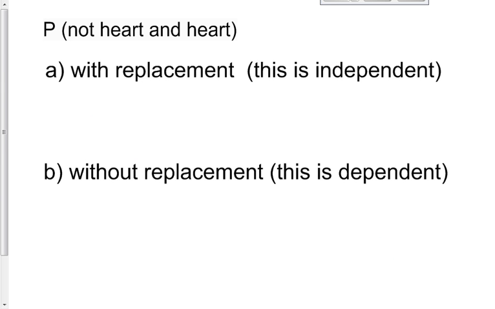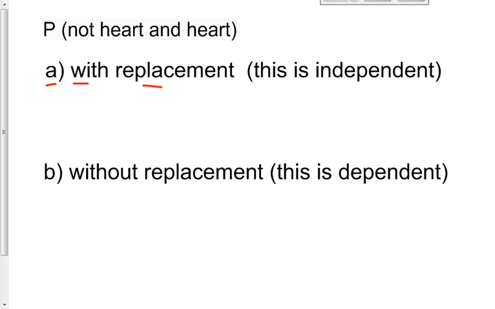Okay, here's an example. I think this one might be example 5 from your book. You're going to pick 2 cards from a deck, and I want to try to figure out the probability 2 different times. What's the probability that I will choose not a heart and then a heart? But the first time I do this, I'm going to do with replacement. That means that I'm going to put the card back in the deck after I look at it.